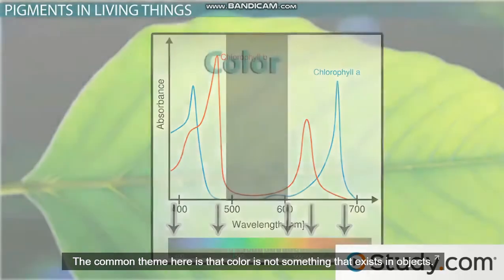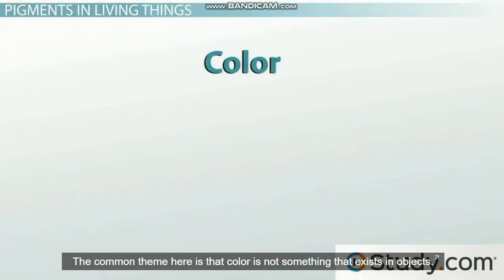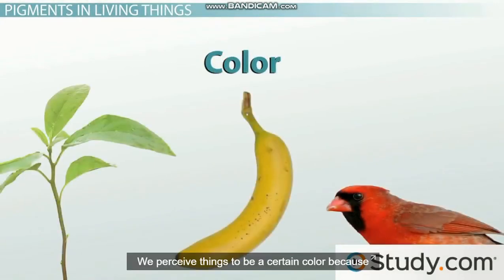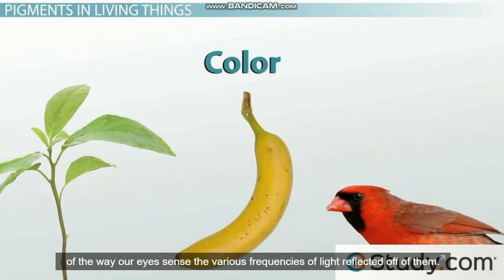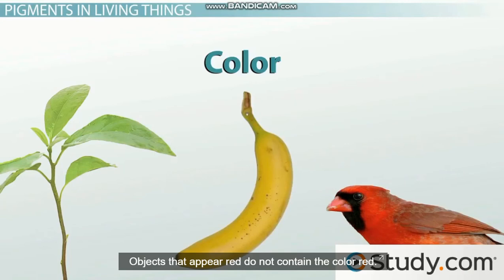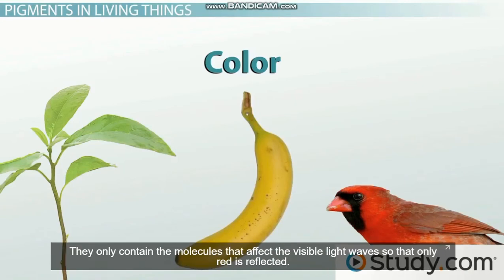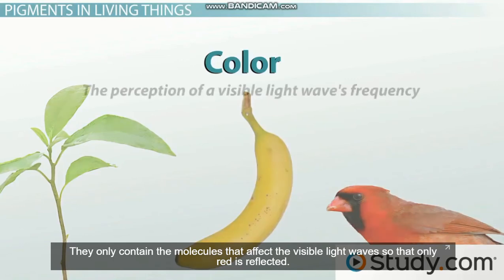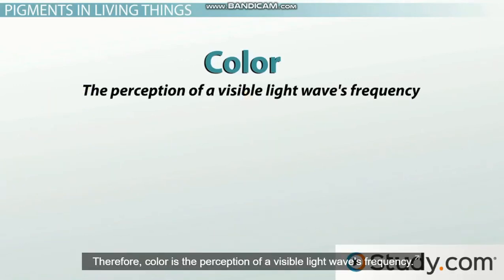The common theme here is that color is not something that exists in objects. We perceive things to be a certain color because of the way our eyes sense the various frequencies of light reflected off of them. Objects that appear red do not contain the color red. They only contain the molecules that affect the visible light waves, so that only red is reflected. Therefore, color is the perception of a visible light wave frequency.